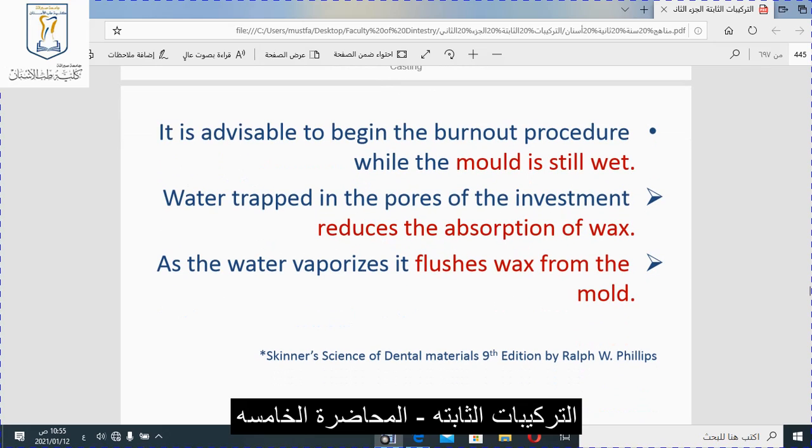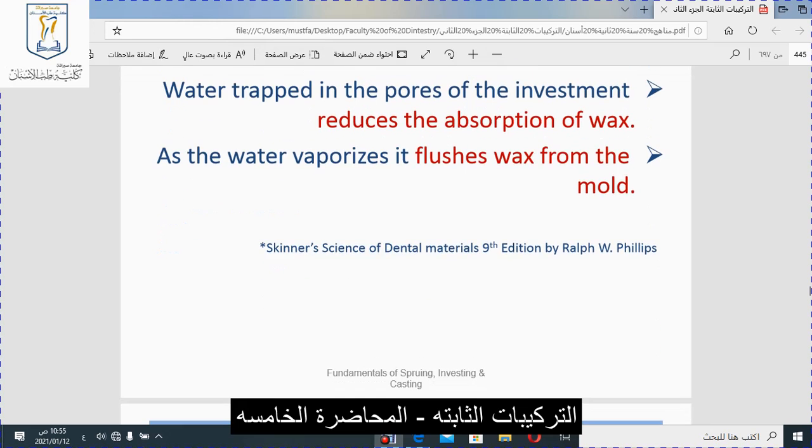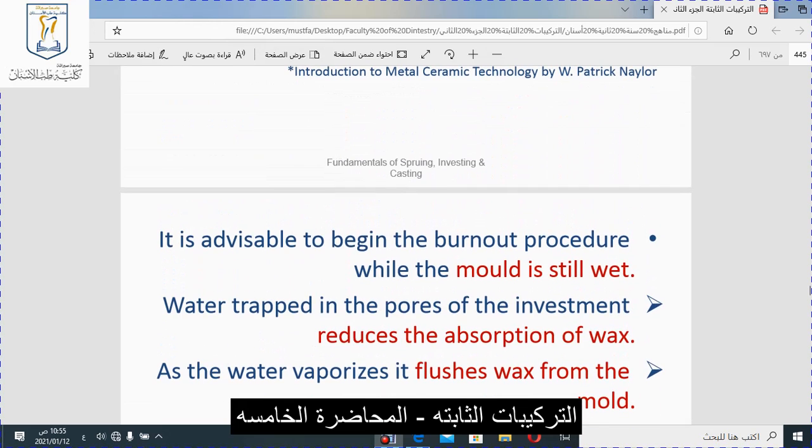Water trapped in the pores of the investment reduces absorption of the wax. The water will go inside the pores, so it will not allow the wax to go through the pores. It will make the porosity open. So this situation, you must know, because sometimes you will receive the cast from the laboratory with some defects or some problem.